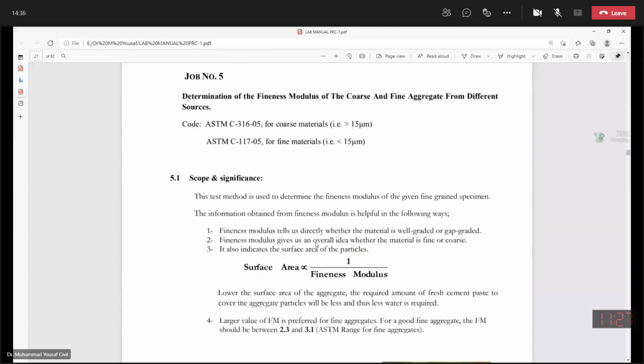And what does this information give you? It helps in finding out the gradation of the material, whether it is well graded, fine graded, uniformly graded, and this sort of gradation has already been known to you. Well graded material, fine graded, poorly graded, gap graded.